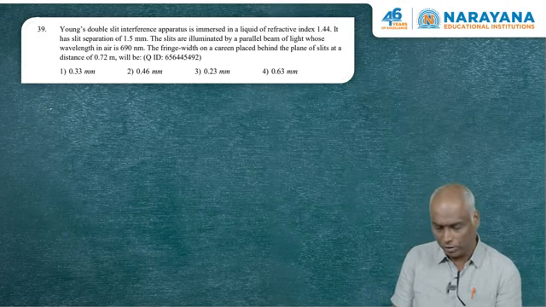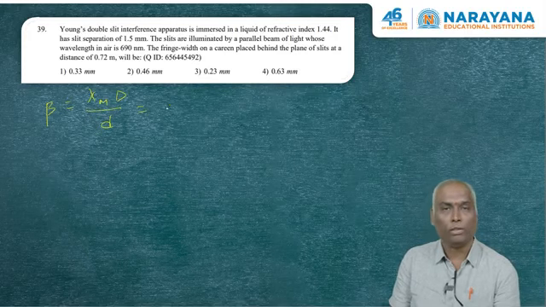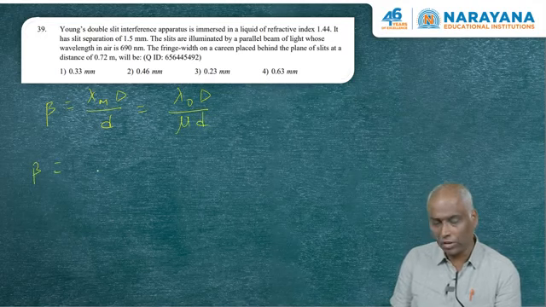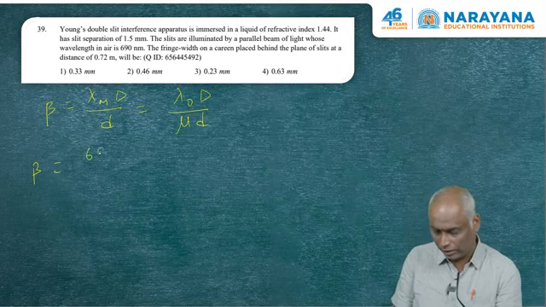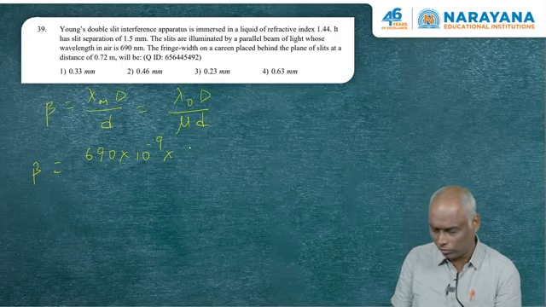Fringe width of YDSE conducted in a medium is given by beta equals lambda of the medium into capital D, the distance between slits and the screen, whole divided by small d. And we know that wavelength of light in a medium is given by lambda naught, the wavelength in air, divided by mu. So this becomes lambda naught capital D divided by mu into small d. Lambda naught is the wavelength of the light in air or vacuum, which is 690 into 10 to the power of minus 9, into capital D, the distance between slits and the screen, which is 0.72 meters, whole divided by mu.